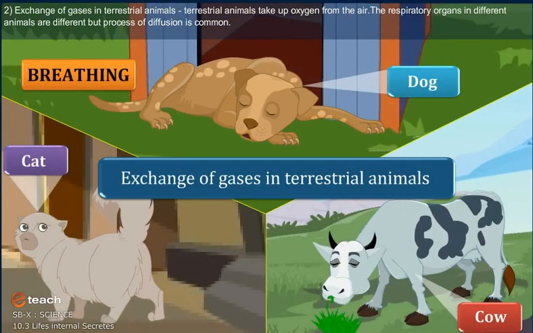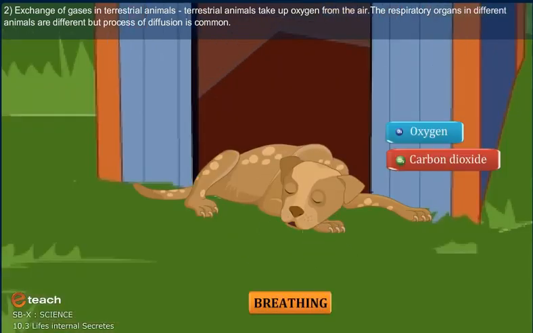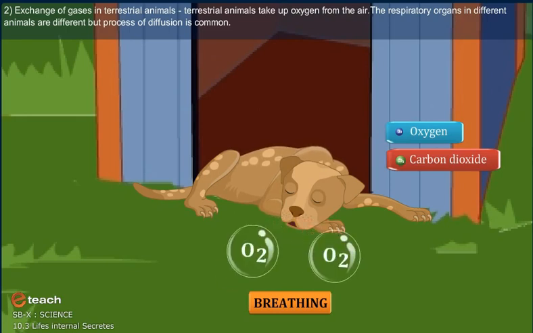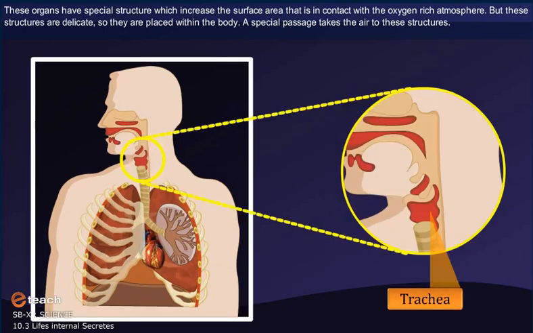Exchange of gases in terrestrial animals. Terrestrial animals take up oxygen from the air. The respiratory organs in different animals are different, but the process of diffusion is common. These organs have special structure which increases the surface area that is in contact with the oxygen-rich atmosphere. But these structures are delicate, so they are placed within the body. A special passage takes the air to these structures.